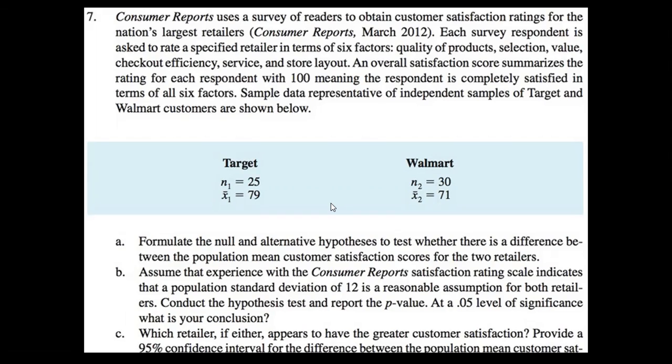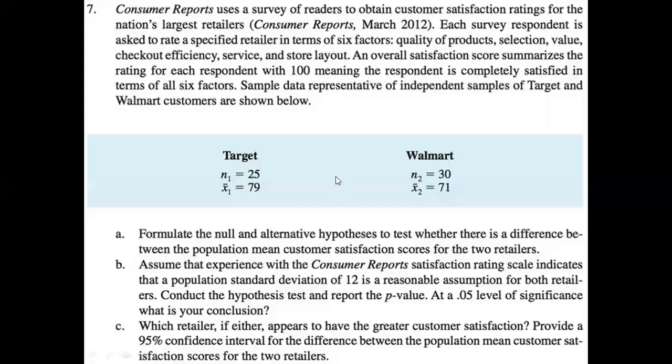An overall satisfaction score summarizes the rating for each respondent, with 100 meaning the respondent is completely satisfied in terms of all 6 factors, and the sample data representative of independent samples of Target and Walmart customers are shown below. So for Target, we have n being 25 and the mean being 79. For Walmart, we have the number being 30 respondents and the mean being 71.